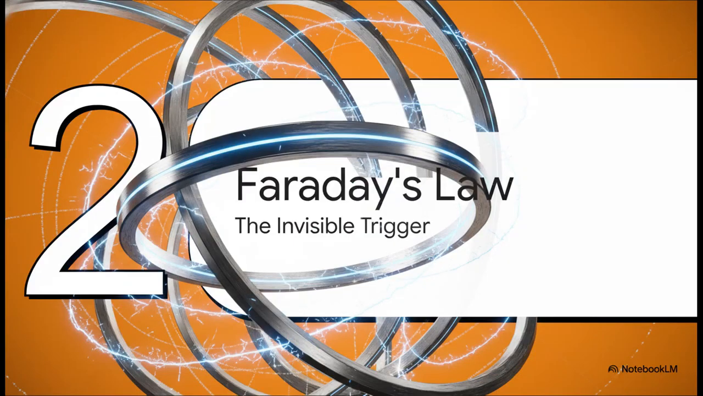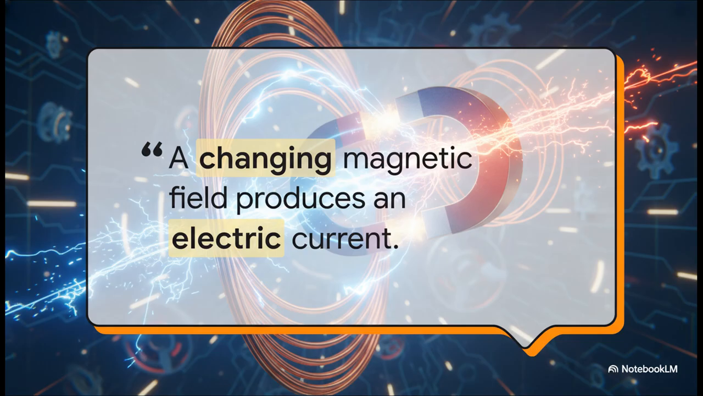Moving right along to section 2, Faraday's law of induction, the invisible trigger. Discovered independently by Michael Faraday and Joseph Henry, the rule is this: a changing magnetic field produces an electric current. This breakthrough in classical physics is absolutely the bedrock of our modern world. But I want you to notice the emphasis on the word changing there. If you were to just place a copper wire next to a giant, perfectly still magnet, absolutely nothing happens. A steady magnetic field doesn't do anything for us here.